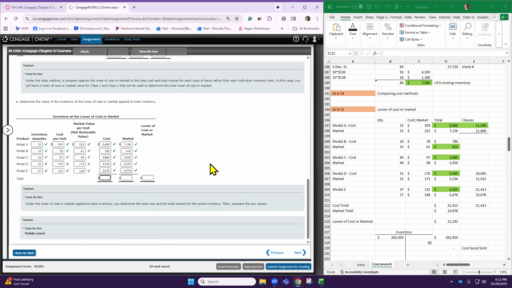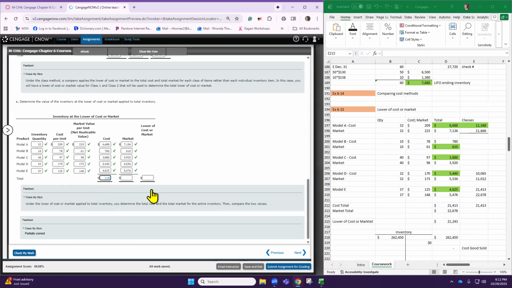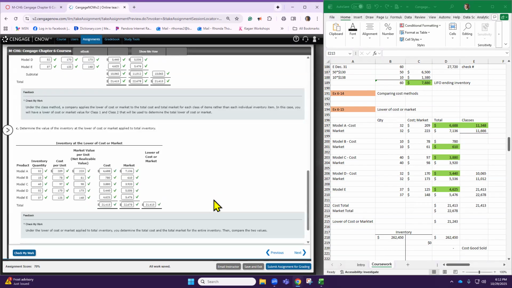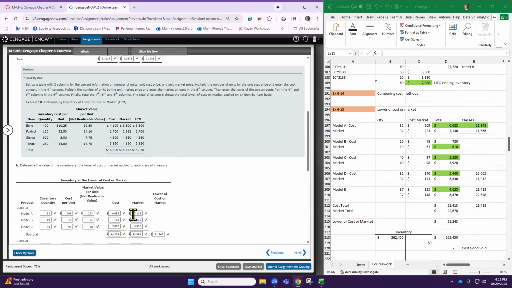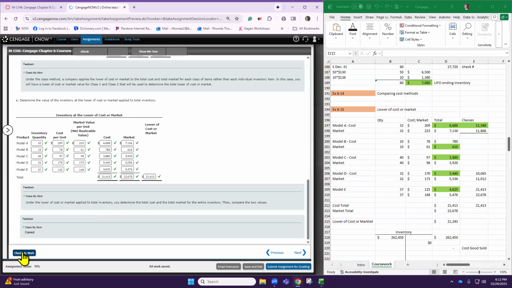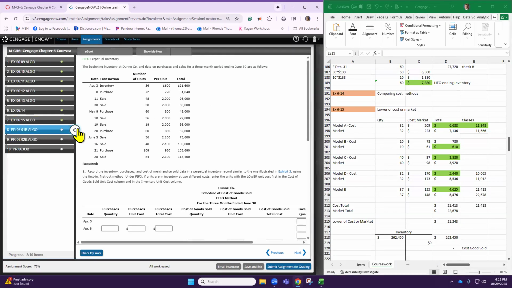Total. So we've already done that once, actually more than once. So let's go ahead and put in what we have here, 21,413. Total for that column is 22,678. And in total, 21,413 is actually the lower of cost or market if you look at the total inventory. So there it is by the item, there it is by the class, and there it is by the total. Okay, I think we got it. Whoo-wee. Let's move on.